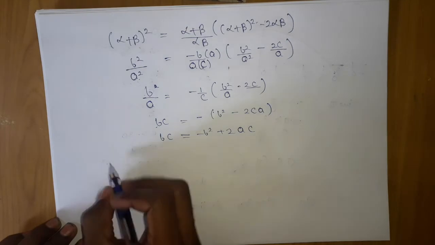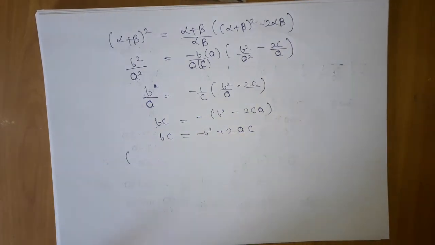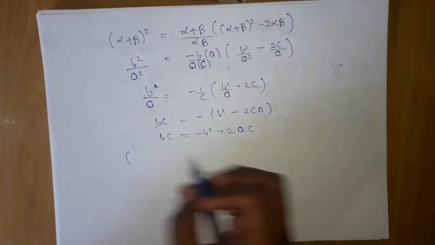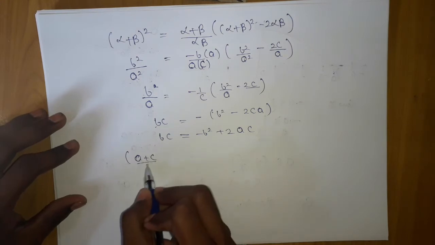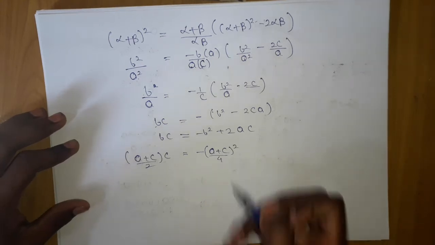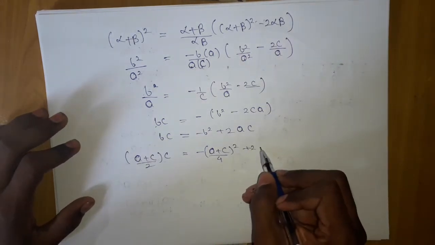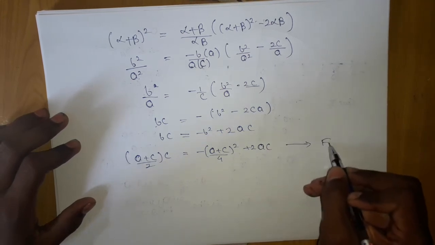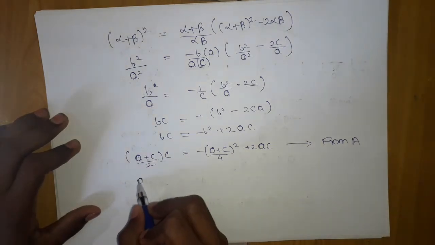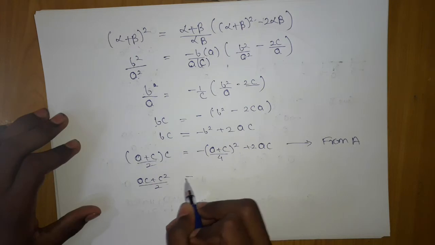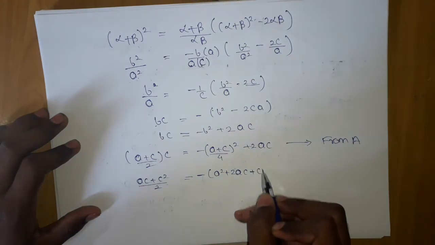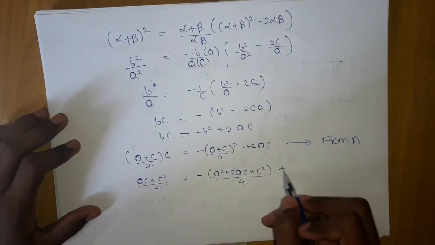Now let's put the b value, which, from the AP condition, from this condition, from a, we can put the b value. So here it will be (a plus c) by 2 into c, equals (a plus c) by 4 the whole square, plus 2ac. Where did it come from? From a. So we got this from a. Now I am going to multiply: ac plus c square by 2, this should be a square plus 2ac plus c square by 4, plus 2ac.